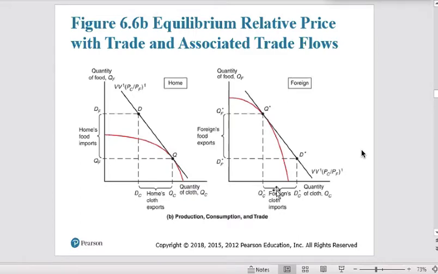Exporting. And for the foreign market, this is where they choose to produce, okay? And this is where they choose to consume. And what they produce is not enough to cover what they consume. What they're going to do is import from the home country. And therefore, the market clears. Given the price, we will have this much export of goods from the home market and this much import from the home market to the foreign market. Okay.